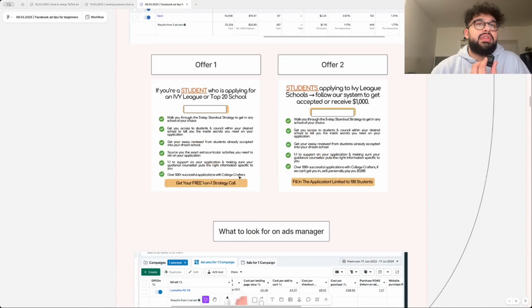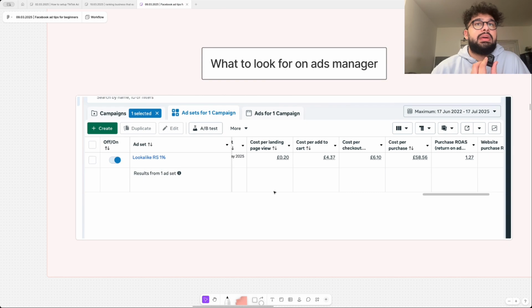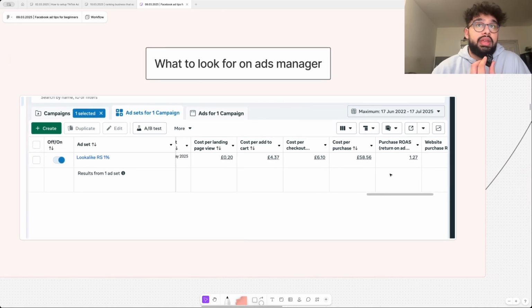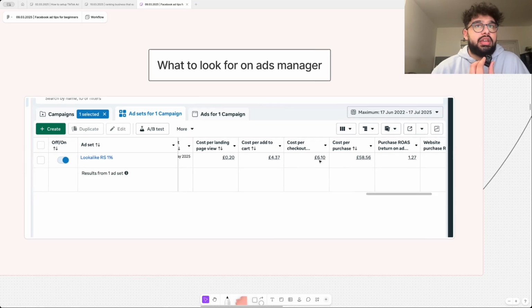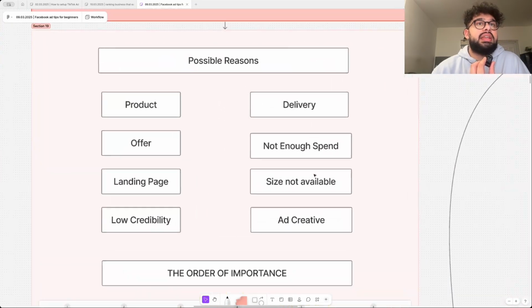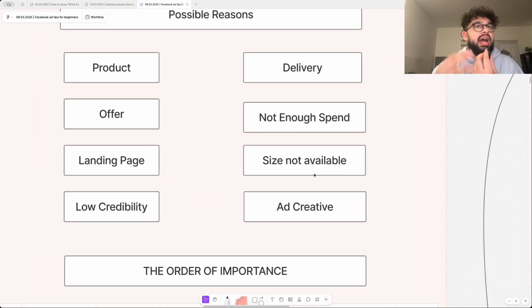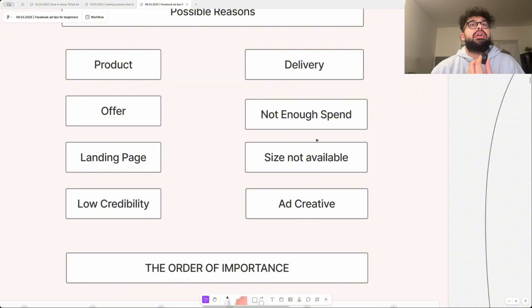Now there are other things. For example, you can see here that there's a huge increase in cost per checkout to cost per purchase, like a huge jump. And obviously in your example, maybe you're getting add to carts and no one's buying, or it could be a size problem or it could be a delivery problem. These are 2 things I've seen commonly.